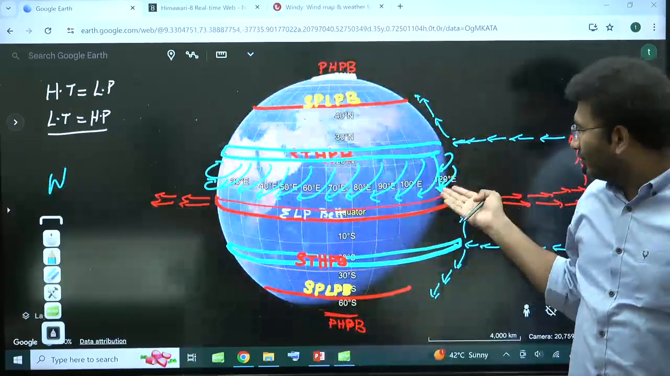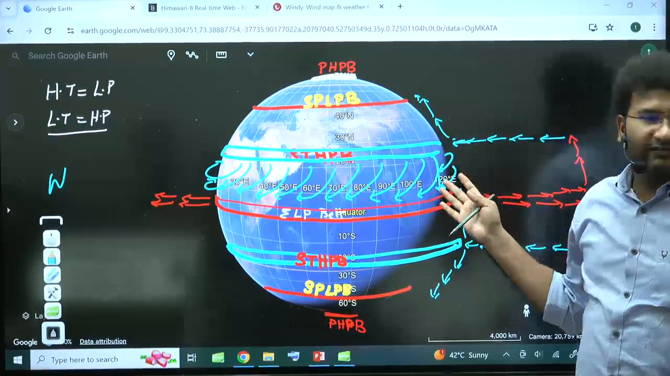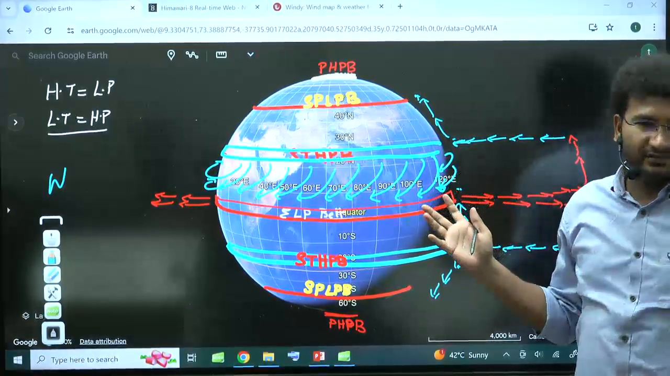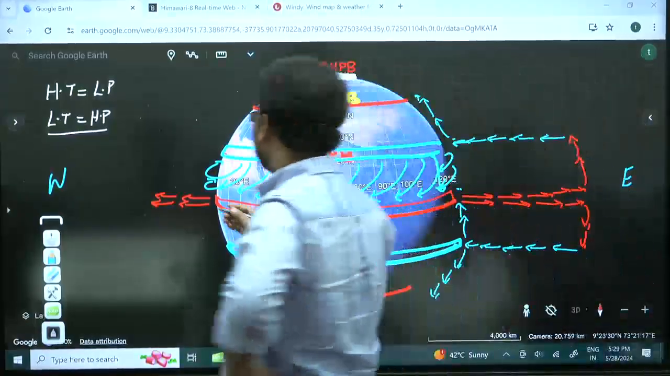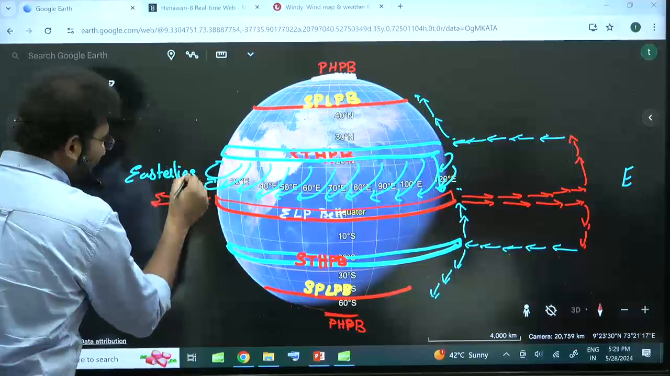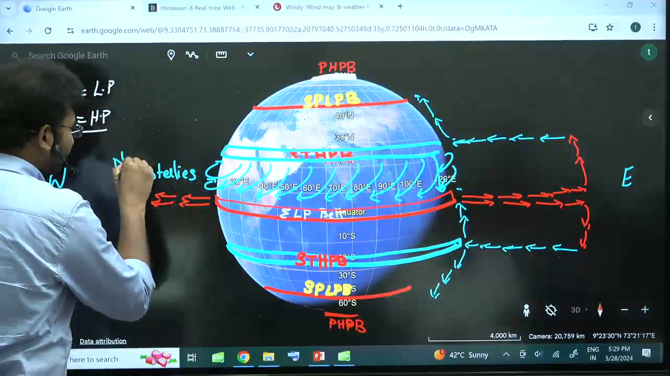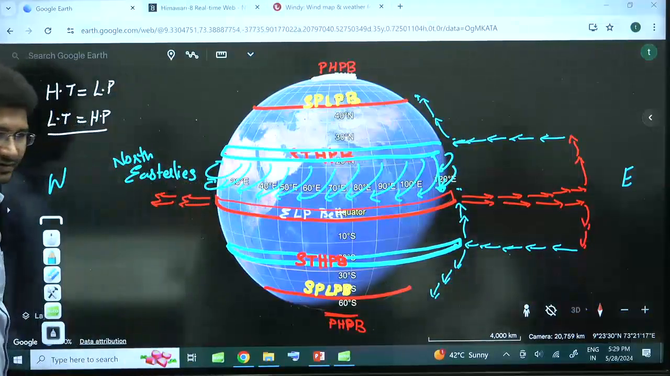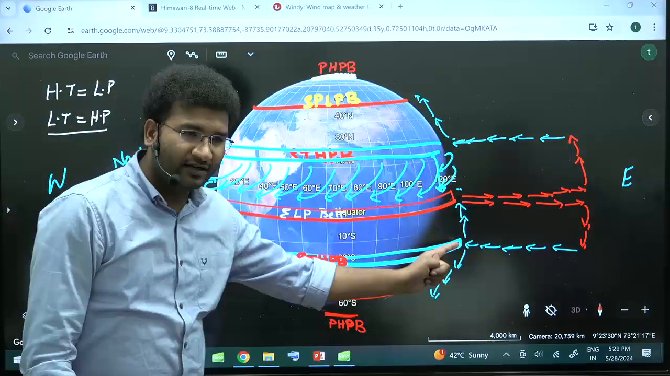So do you find these winds to be traveling from east to west or west to east? That's why we call it as. And they are present in the northern hemisphere. That's why I'll call it northeasterlies. Right? Same way in the southern hemisphere.